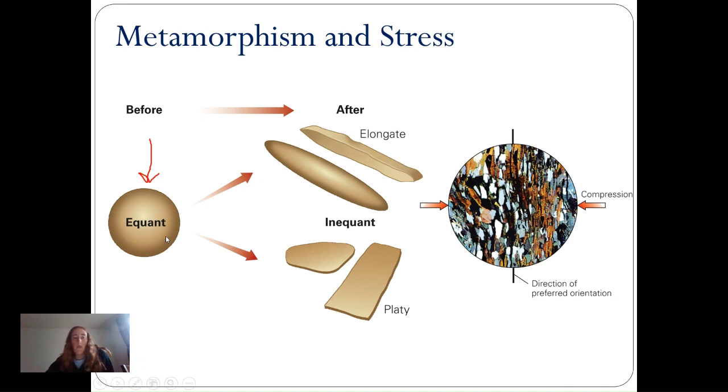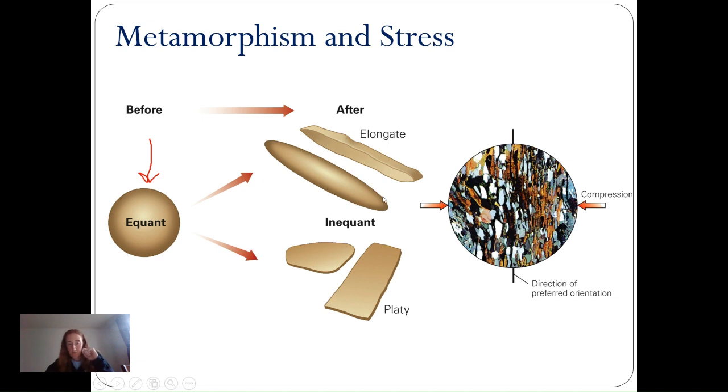So let's say you have a circle here, or a sphere, that's supposed to correspond to an undeformed rock. We'll call it equant. Equant just means that it's shaped like a sphere. It's equal on all sides. Let's say that I take that sphere and I stretch it out. So I've elongated that sphere and formed these different looking mineral grains based on the stress that I've applied to it.